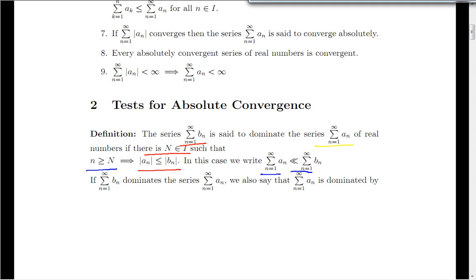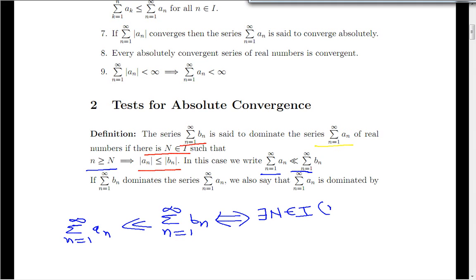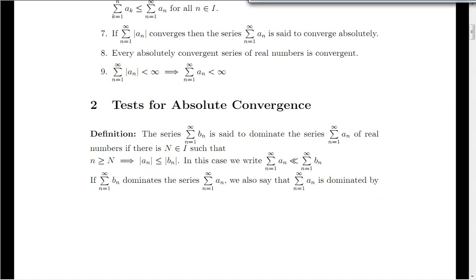Let me revise this definition. It is a very important definition for convergence of series of real numbers. So we say that the series an is dominated by the series bn if and only if there exists N belonging to the positive integers such that whenever n is greater than or equal to N, mod an is less than or equal to mod bn. So in this sense, we say that the series an is dominated by the series bn, or that the series bn dominates the series an.